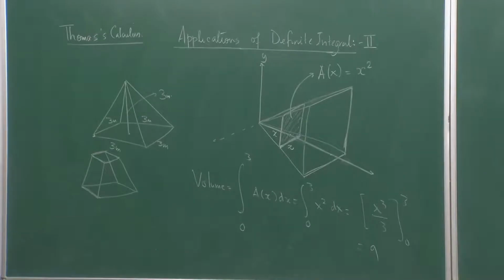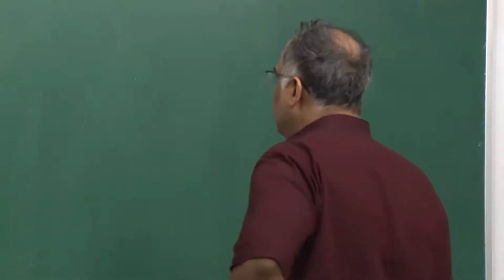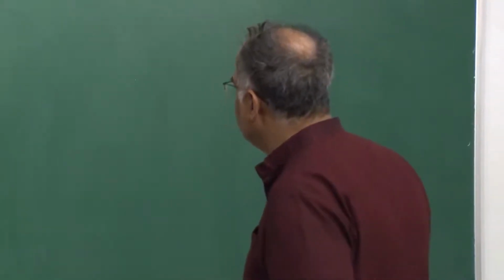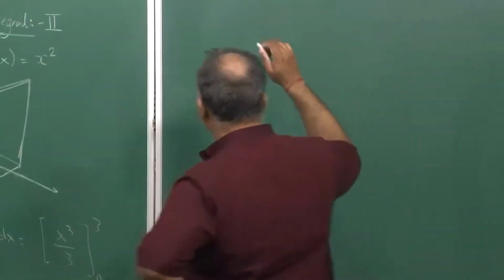Nine cube by 3, which is 9. Okay. Now, let us look at a more interesting example. Take the graph, this root over x.